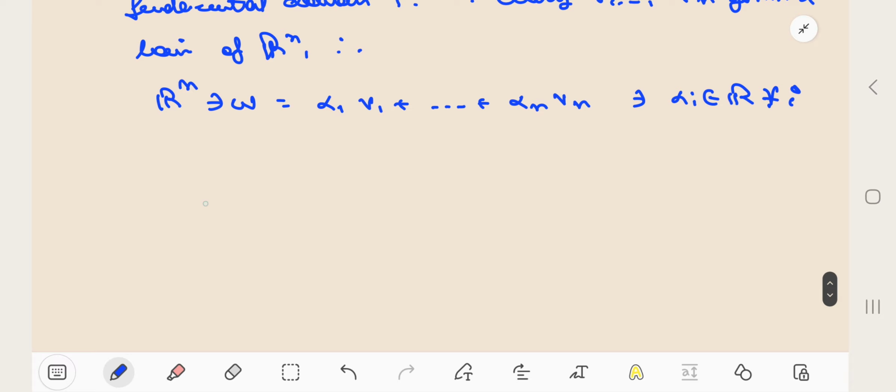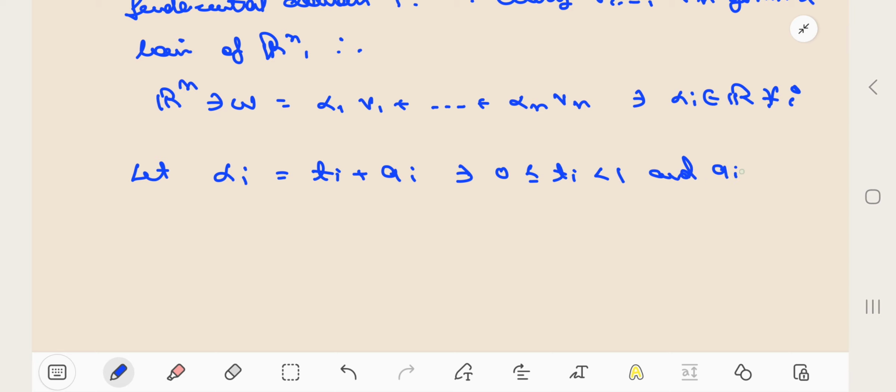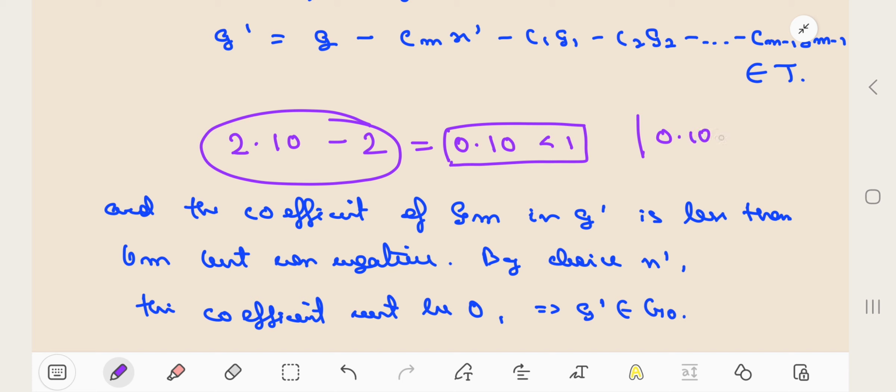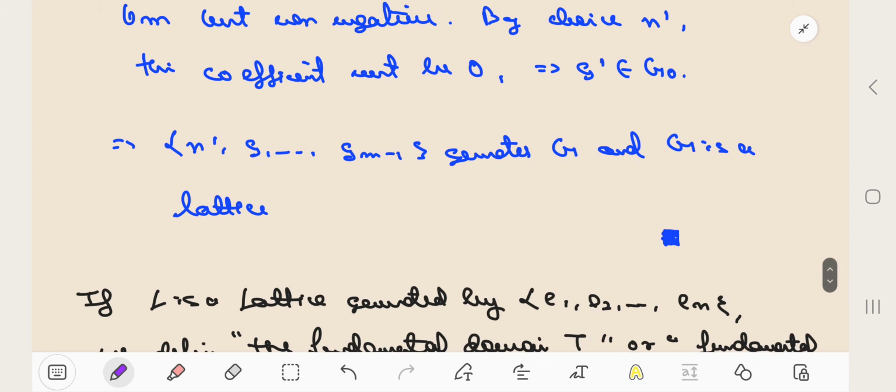But now let each alpha i be written as ti plus ai such that 0 is less than or equal to ti less than 1, and these ai's come from the integers. Why is it possible? It is possible exactly due to the thing I mentioned previously. I can write 2.10 as 0.10 plus 2. So this is your element ti, this is the integer part, and this is exactly the real coefficient. Clear? This is what I am exactly doing.